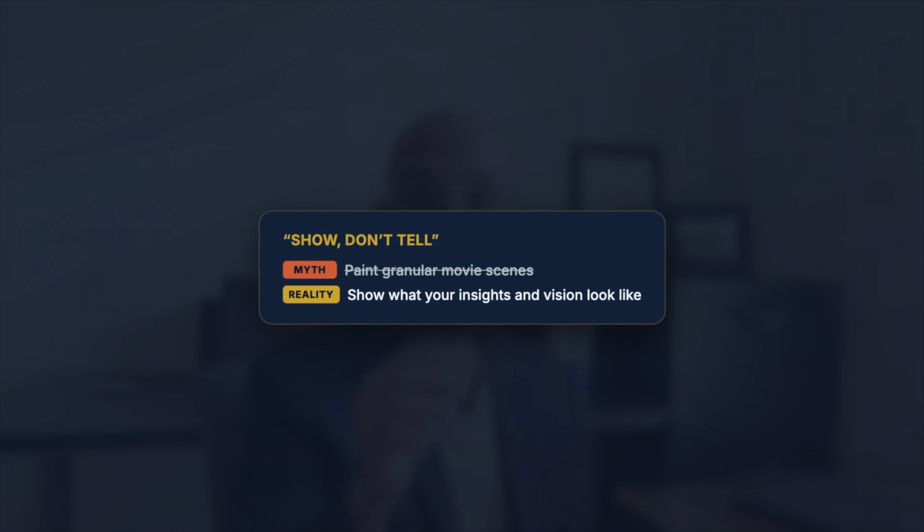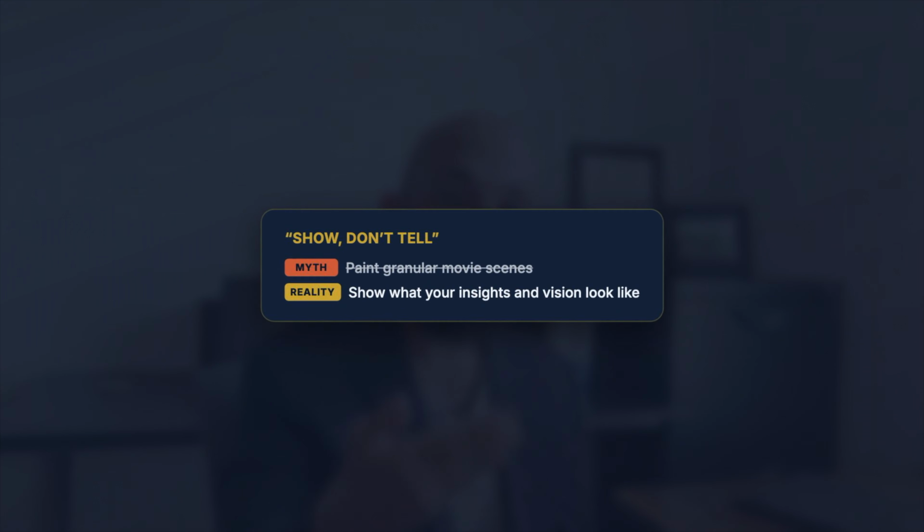This is a gross misrepresentation of what show not tell actually means in this context. In the context of a personal statement, show not tell means show them what your insights look like. Show them what your vision looks like. Don't just tell them that you have insights and have a vision. It does not mean show them the granular moments of things as if you're writing a fantasy novel, because at the end of the day, anyone can do that.